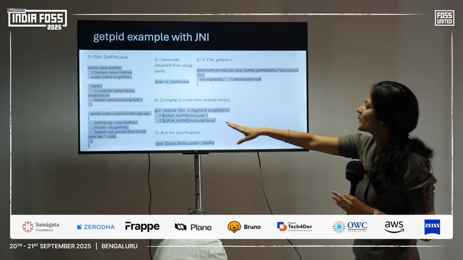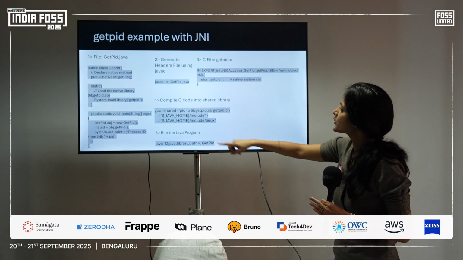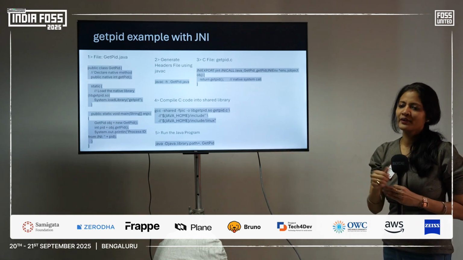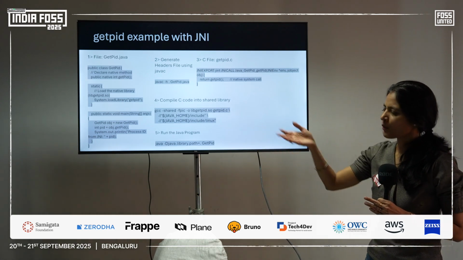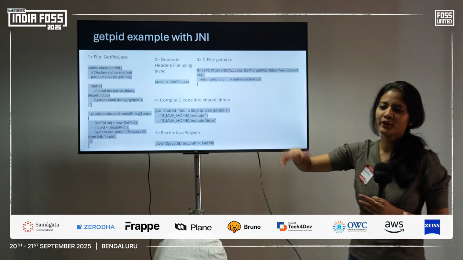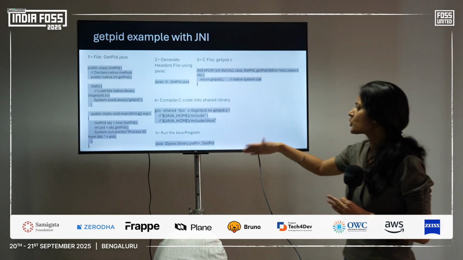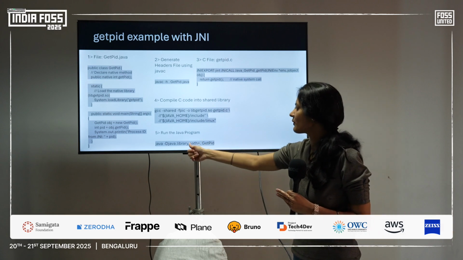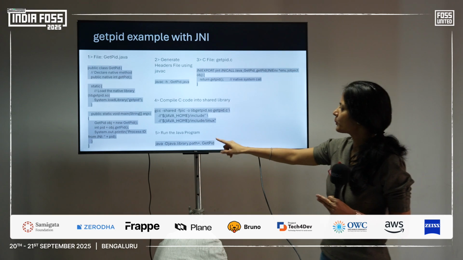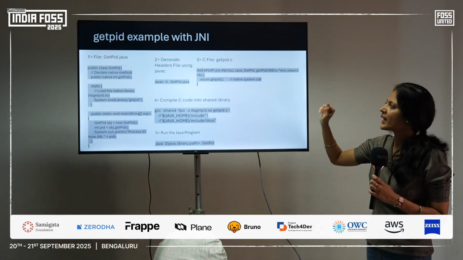So then you use the GCC compiler, and you just create the .so file. This example is for Linux. For Windows you have a different command, and for other platforms you have different commands. So you have a different .so file for each platform. Then you have to run the program. When you run the program, there is something called java.library.path, which is a system property, and that path should point to the location where this native .so file is located.